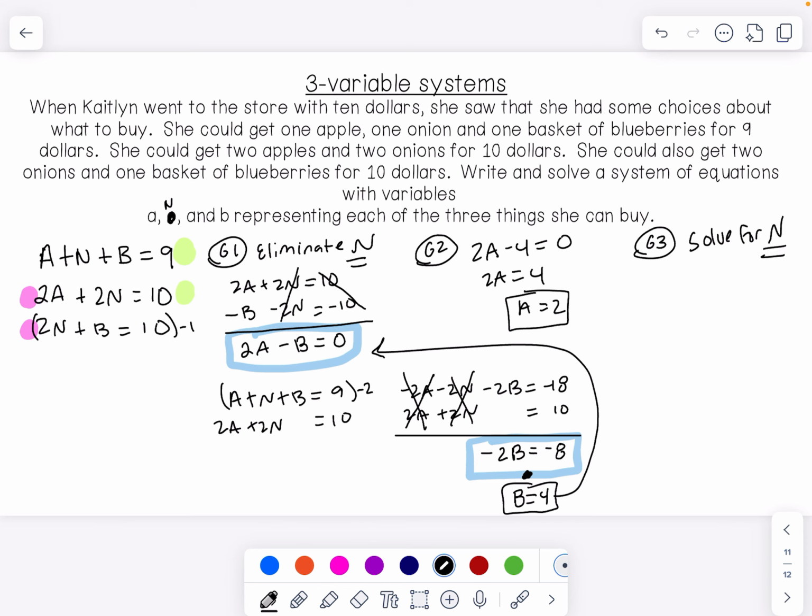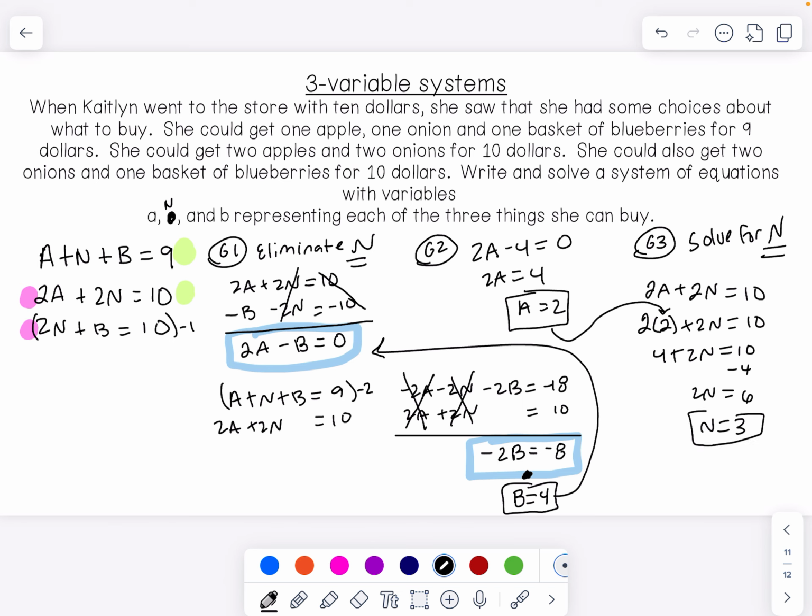I can plug these into any of my equations to solve for that. I'm going to use the 2A plus 2N equals 10. So 2 times 2, because I'm substituting in this for A, plus 2N equals 10. If I subtract that 4 over, I get 2N equals 6, and N equals 3.